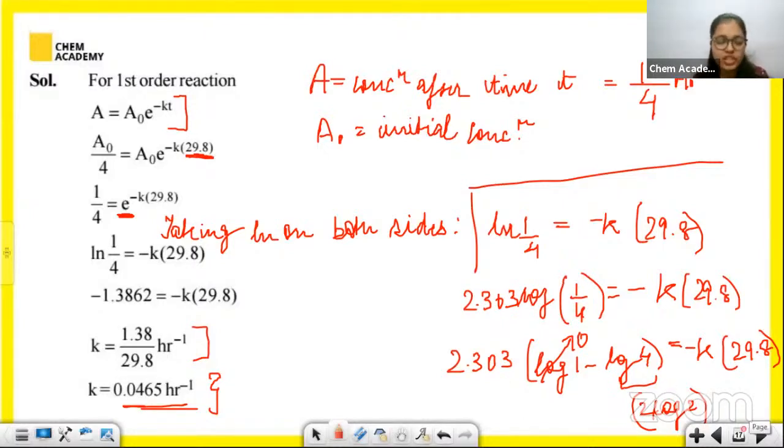These are the previous year questions of IIT JAM. Today we are only going to discuss the previous year questions of IIT JAM.